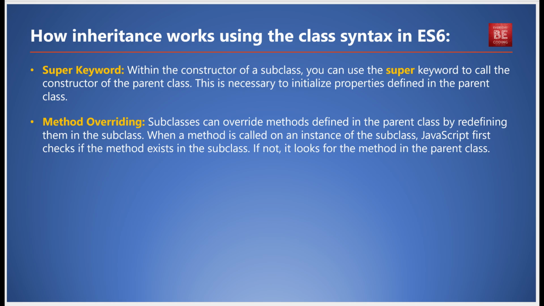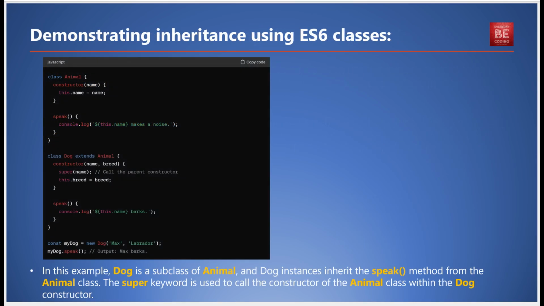It means that if a method is called on an instance of the subclass, JavaScript will first check if the method exists in the subclass. If it doesn't find it there, it looks for the method in the parent class. So as a recap, inheritance in JavaScript using ES6 class syntax involves class declarations, constructor methods, class inheritance, the super keyword, and method overriding. It's a powerful way to create hierarchical relationships between classes, allowing for code reusability and organization.